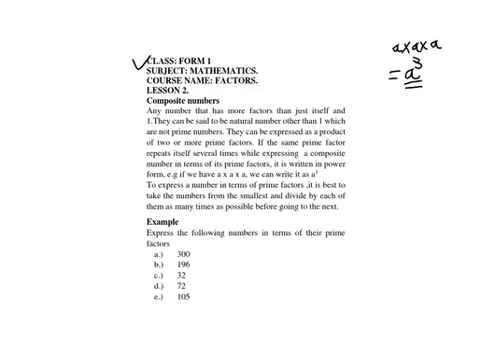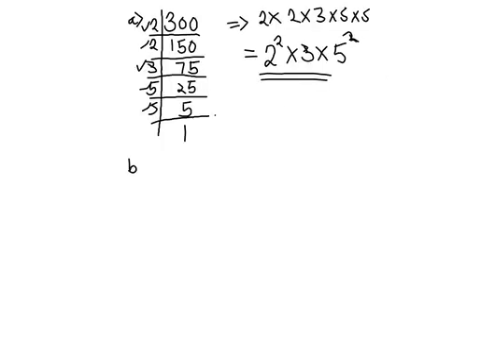Now part B, we are told to express 196 in terms of its prime factors. So we have 196, part B. Again, we start with the smallest prime factor, which is 2, and this gives us 98. Again, 2 will give us 49.